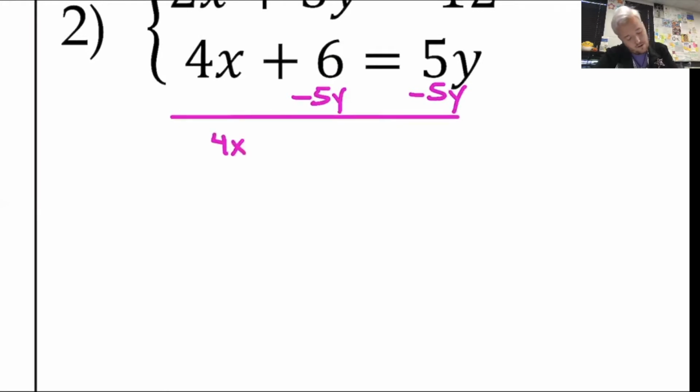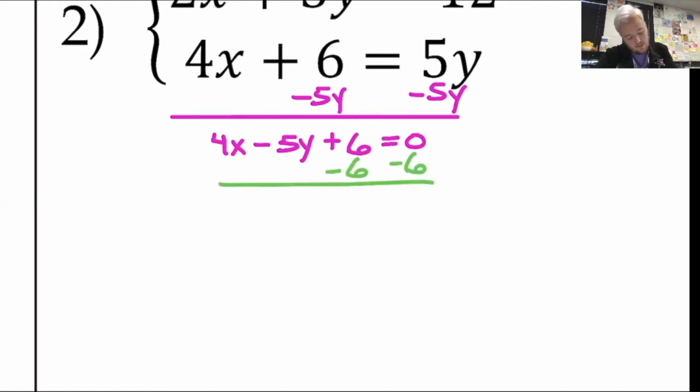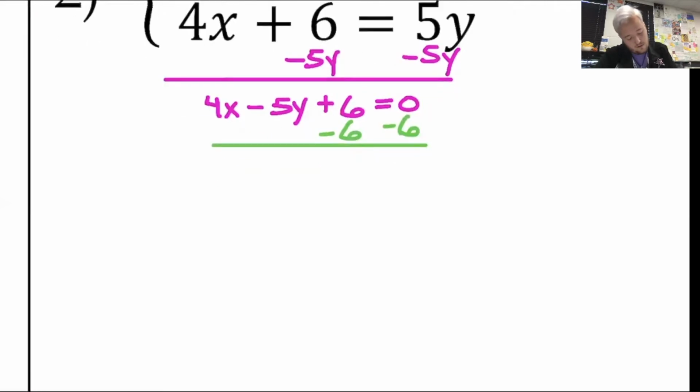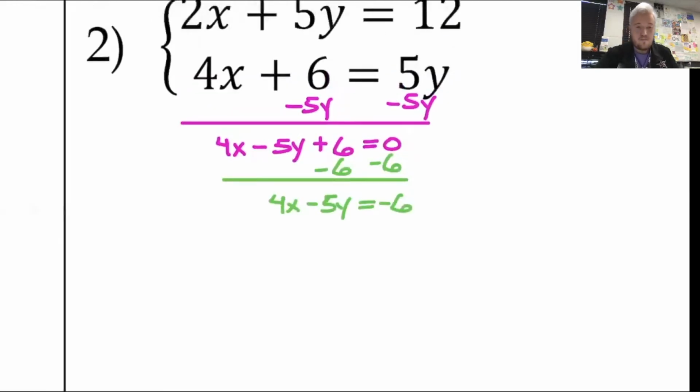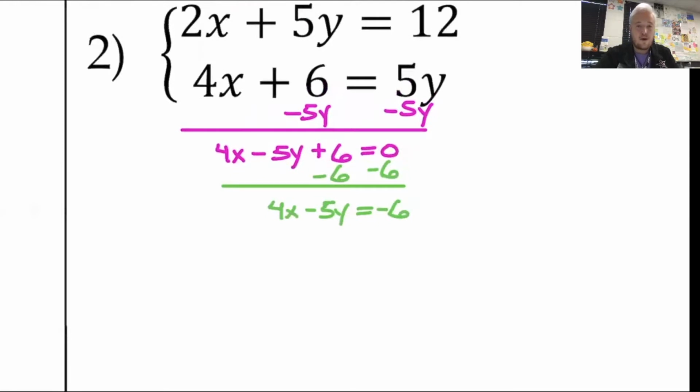So I have 4x minus 5y plus 6 equals 0. But now to officially put it in standard form, I'm going to go ahead and subtract 6 as well. So I'm going to have 4x minus 5y equals negative 6. All right, so there's that equation. Now I want to take my top equation and I'm going to rewrite it underneath right here.